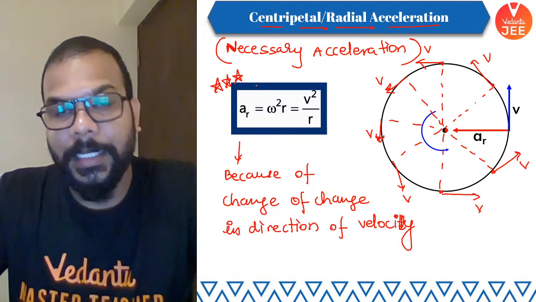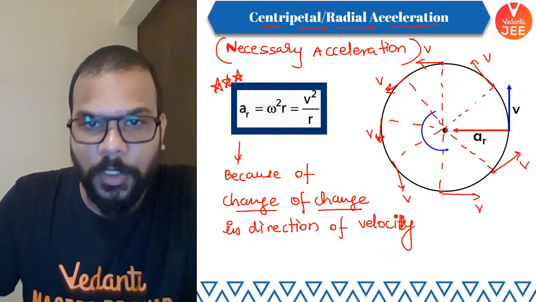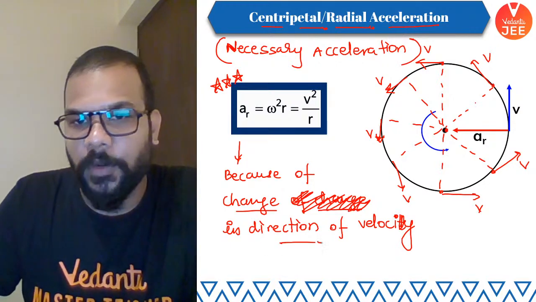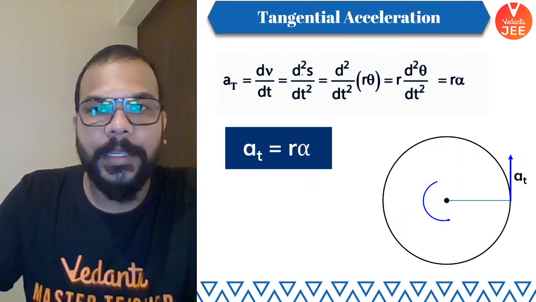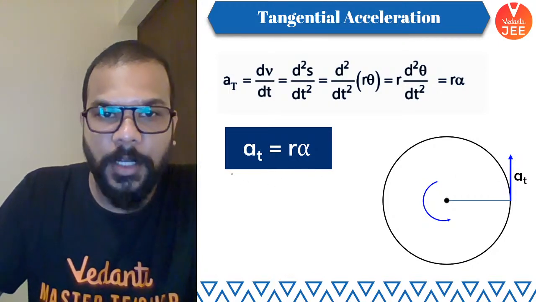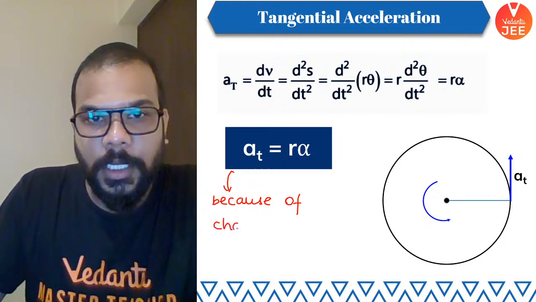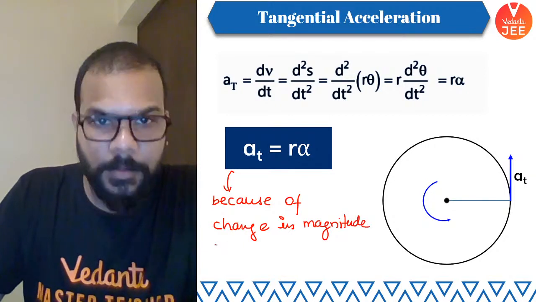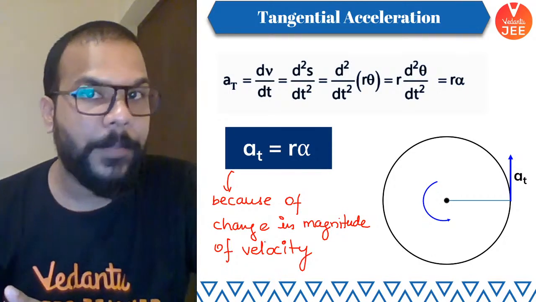Now, the other acceleration. This acceleration comes because of the change in direction of velocity. The other acceleration, which is tangential acceleration, you can look at the direction of that acceleration is tangential. This comes into existence because of change in magnitude of velocity. When your velocity's magnitude will change, which will not always happen in a circular motion.